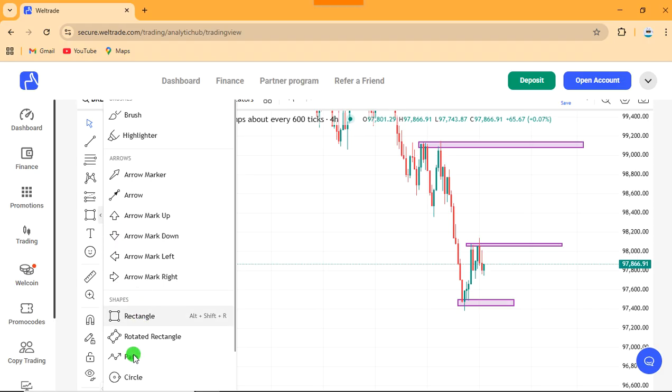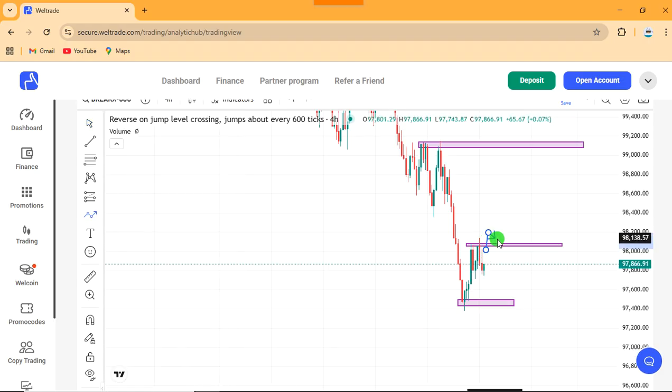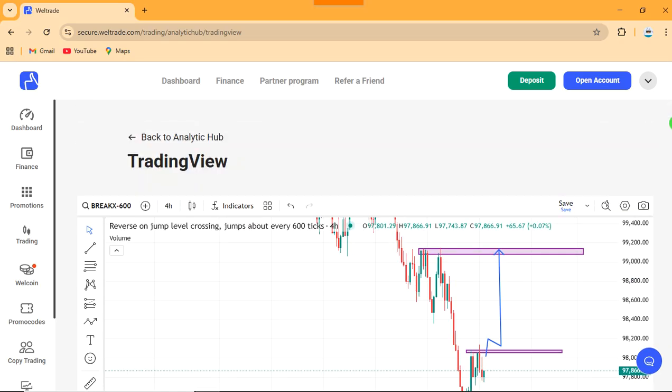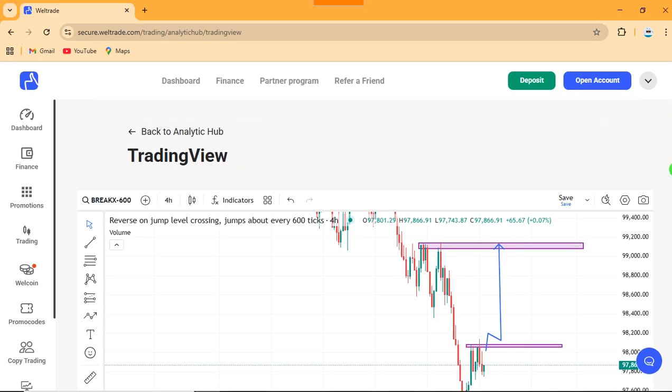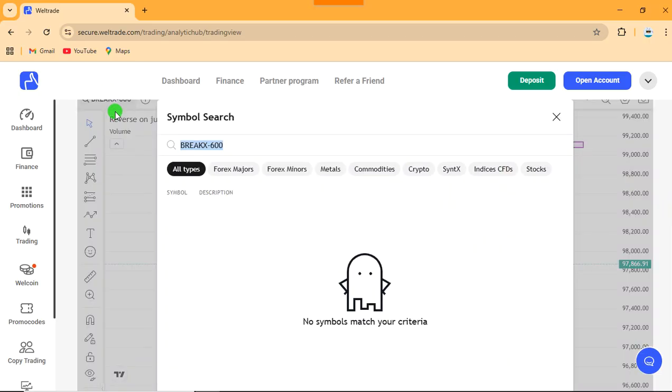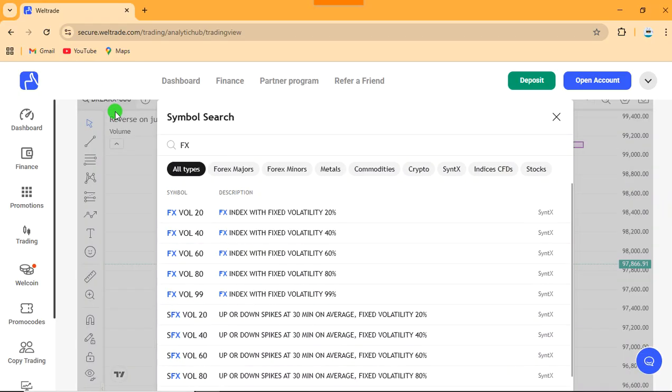Now on this, just like I said earlier, we are not taking any trade until we see a breakout from this, or we see a break below this. That's the only time you'll be looking forward to taking a trade. So I don't think there's much to do on that. That's that for Break 600. So let's go to the final one for today, which is going to be the FX Volume 20.